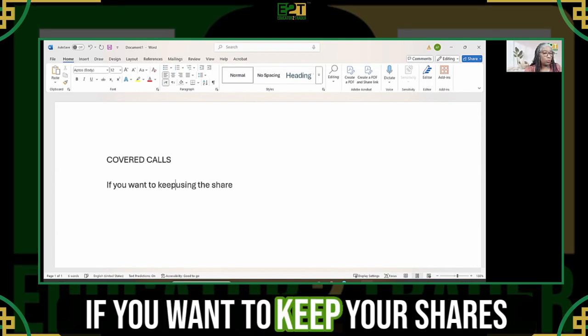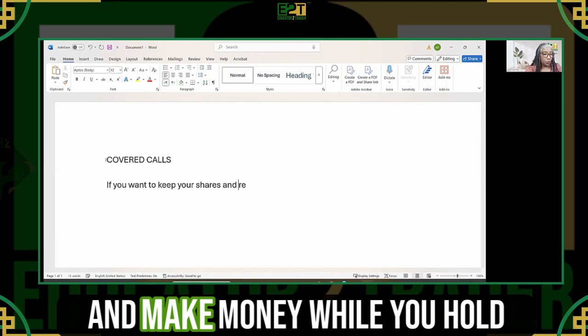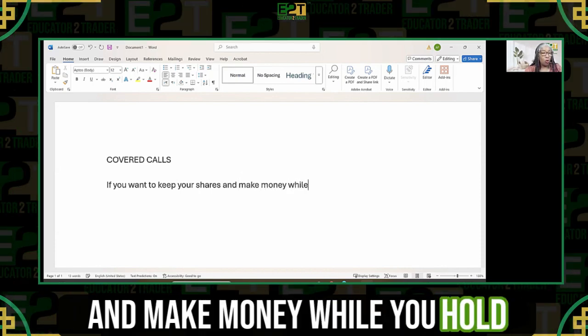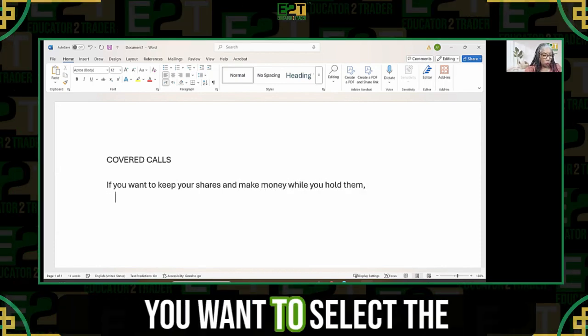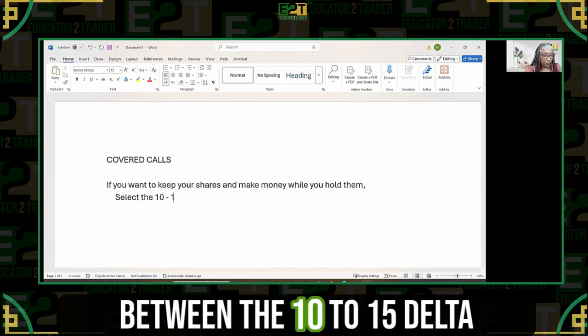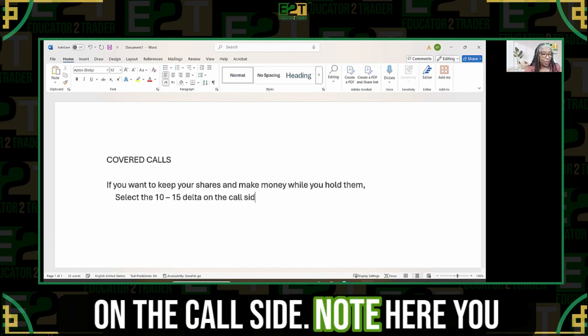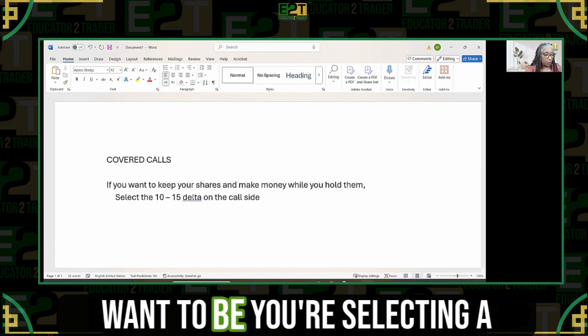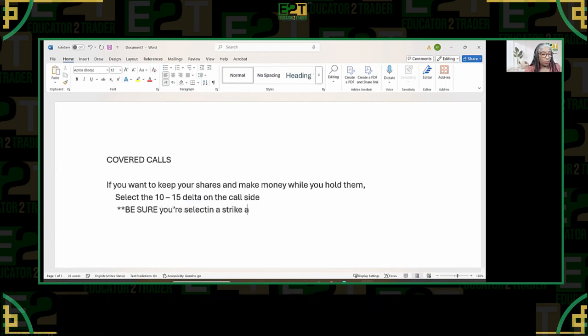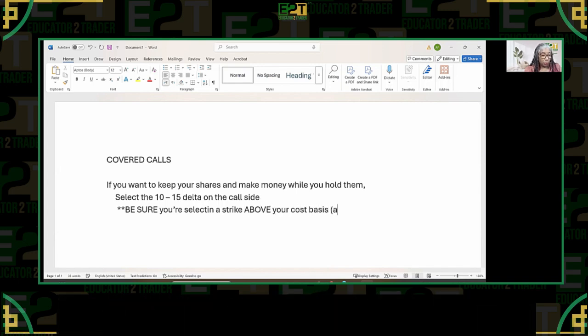If you want to keep your shares and make money while you hold them, then you want to select somewhere between the 10 to 15 delta on the call side. Note here, you want to be sure you're selecting a strike above your cost basis, your average cost of the shares.